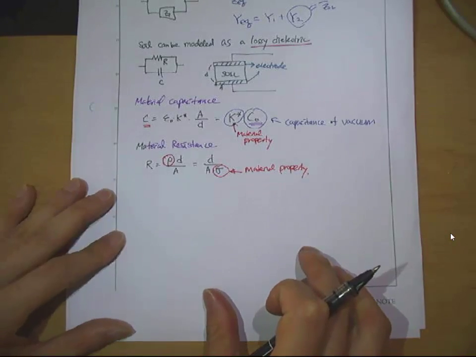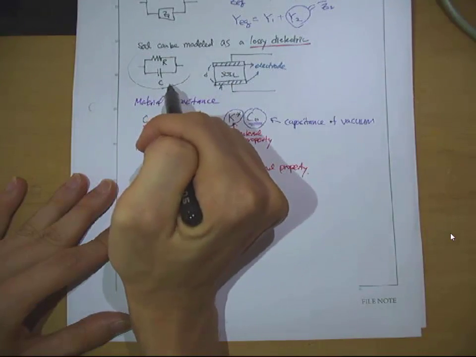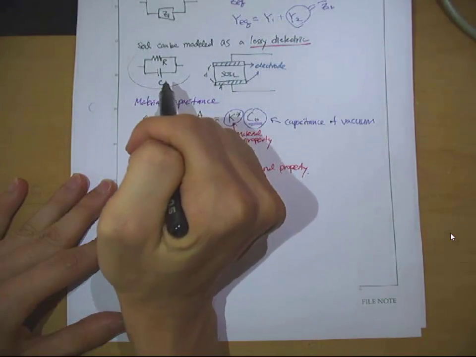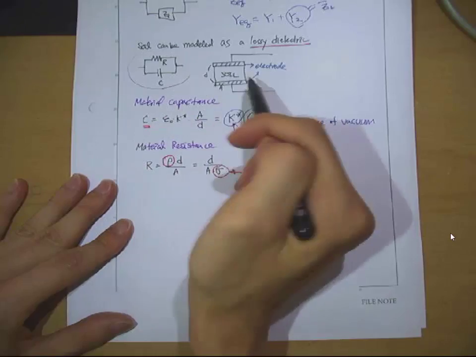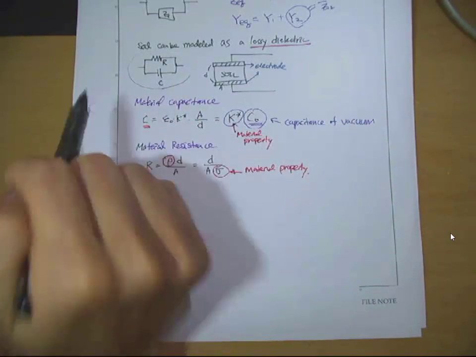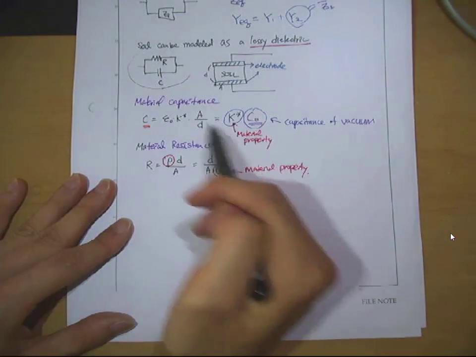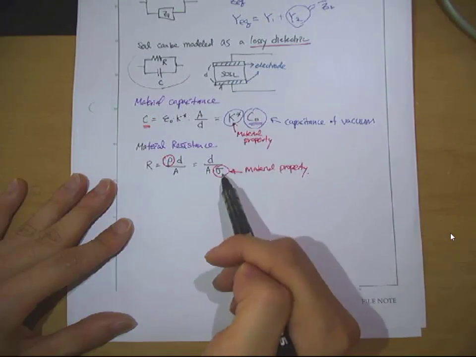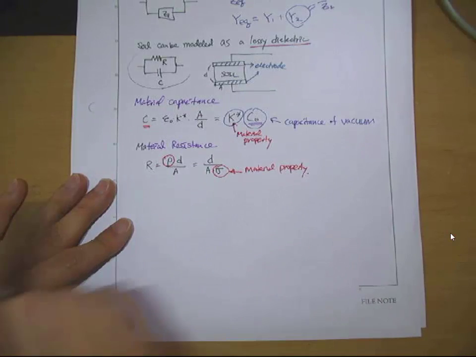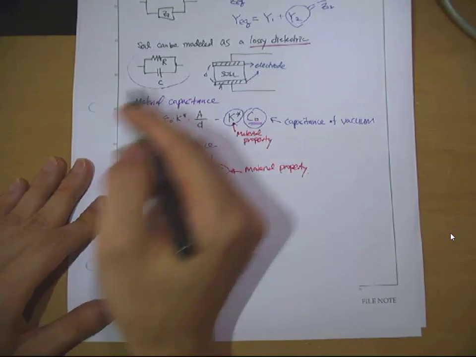So when you have this kind of circuit, the soil can be represented as a parallel connection of a resistor and a capacitor, and we want to find the R and C so that we can extract the kappa star and sigma values. We're going to measure the admittance of this system.